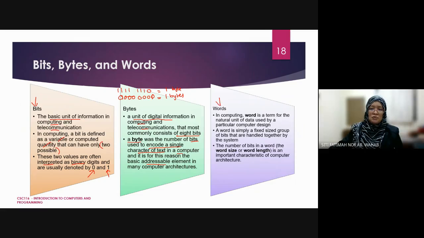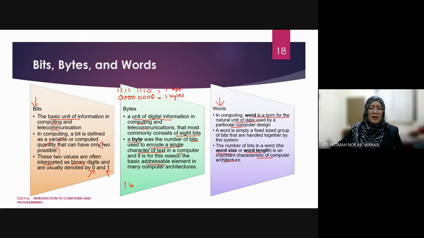And then what is a word? In computing, a word is a term for the natural unit of data used by a particular computer design. A word is simply a fixed size group of bits that are handled together by the system. The number of bits in a word, the word size or word length, is an important characteristic of computer architecture.